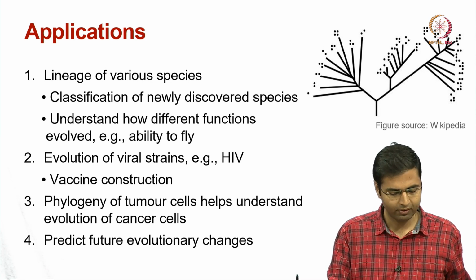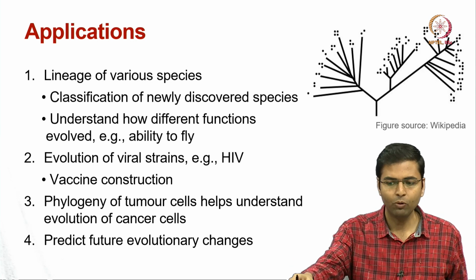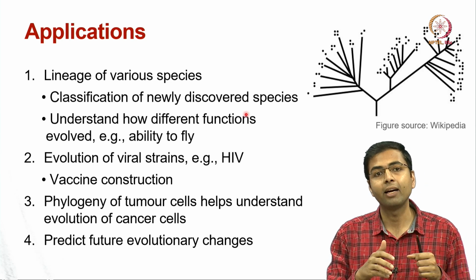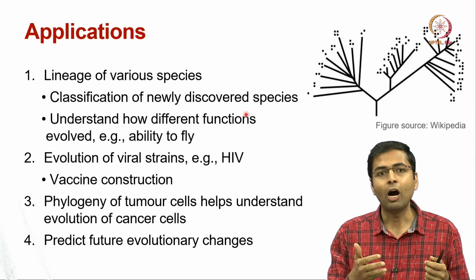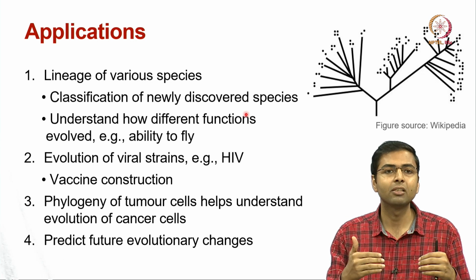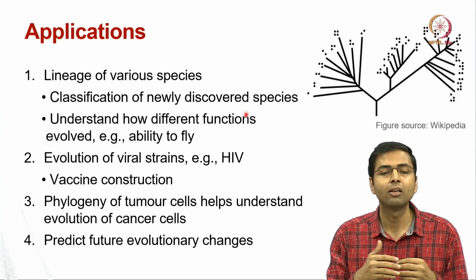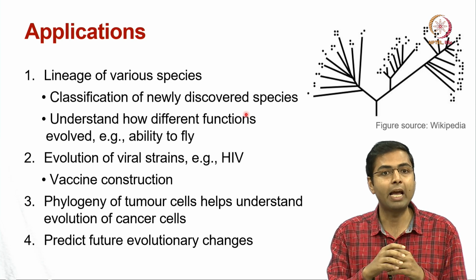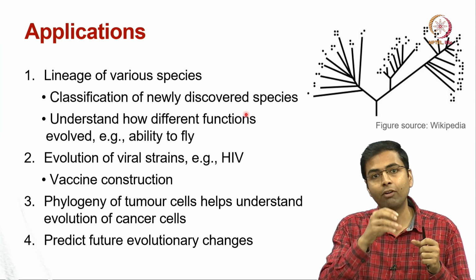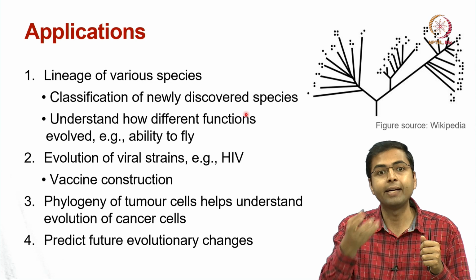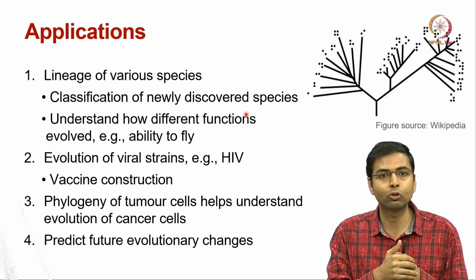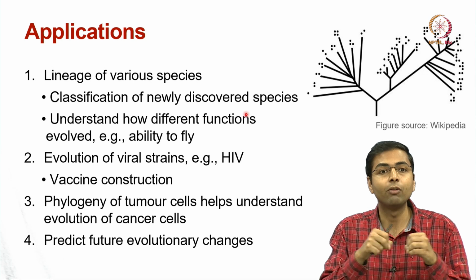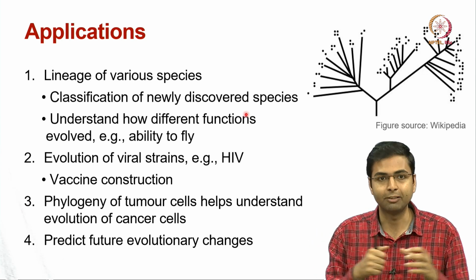One can also try to infer how different functions evolved. For example, if you look at the ability to fly, how did organisms get this function of flying? Was there a common ancestor which had the ability to fly and did that function get inherited by, let us say, birds, insects and so on, or did this trait evolve independently in different species?